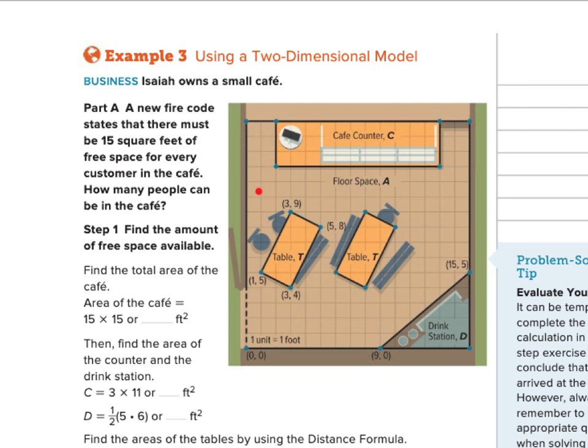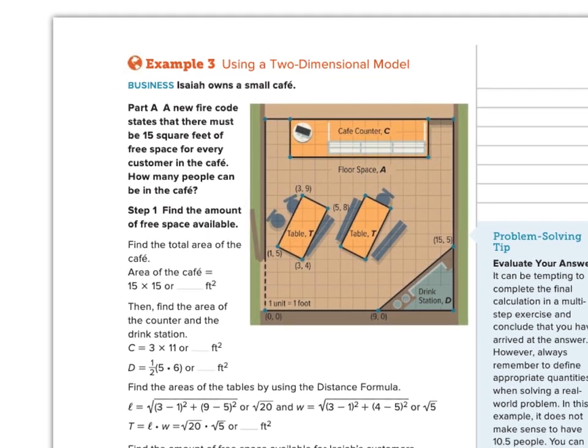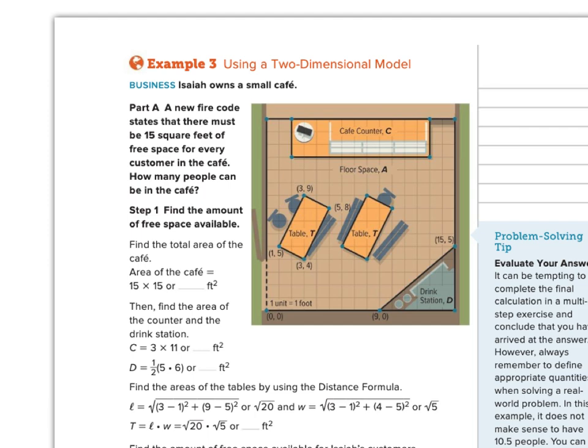So free space, thinking about it. This area right here is free space where you don't have objects in the way, okay? The counter is not considered free space. The table is not considered free space. The drink station is not considered free space. They're just talking about the open floor. How much is there? Well, let's find the amount of available free space.